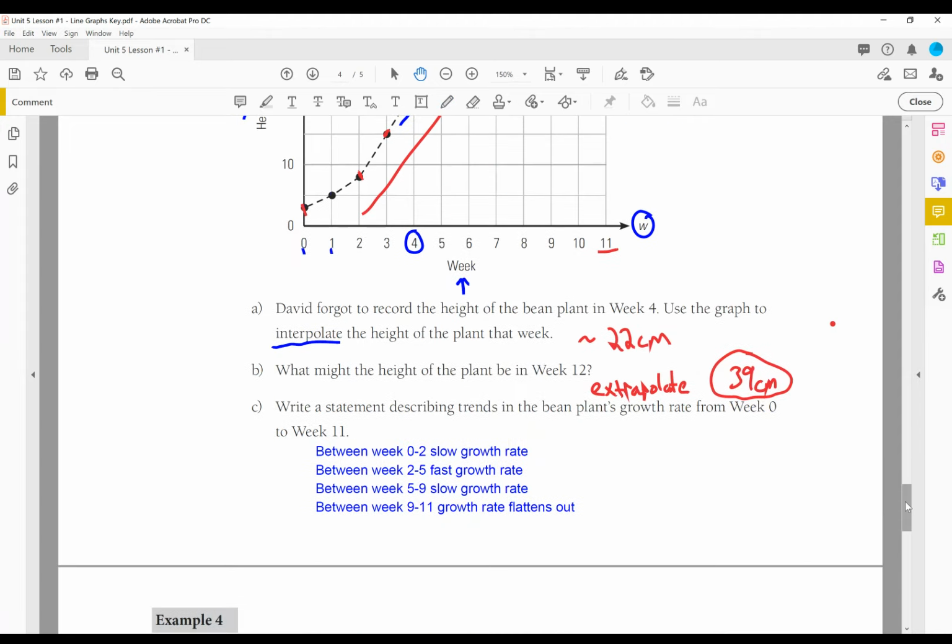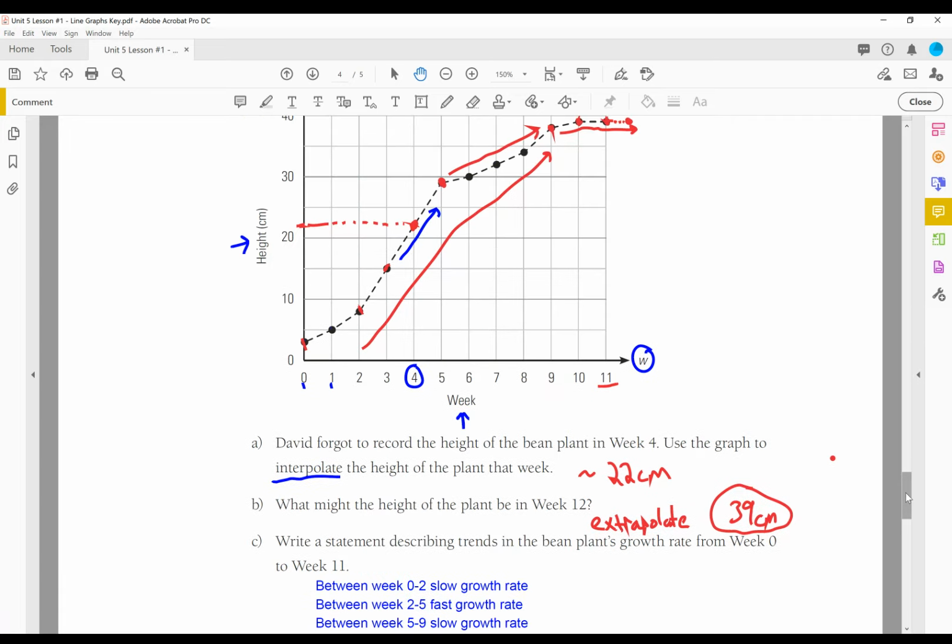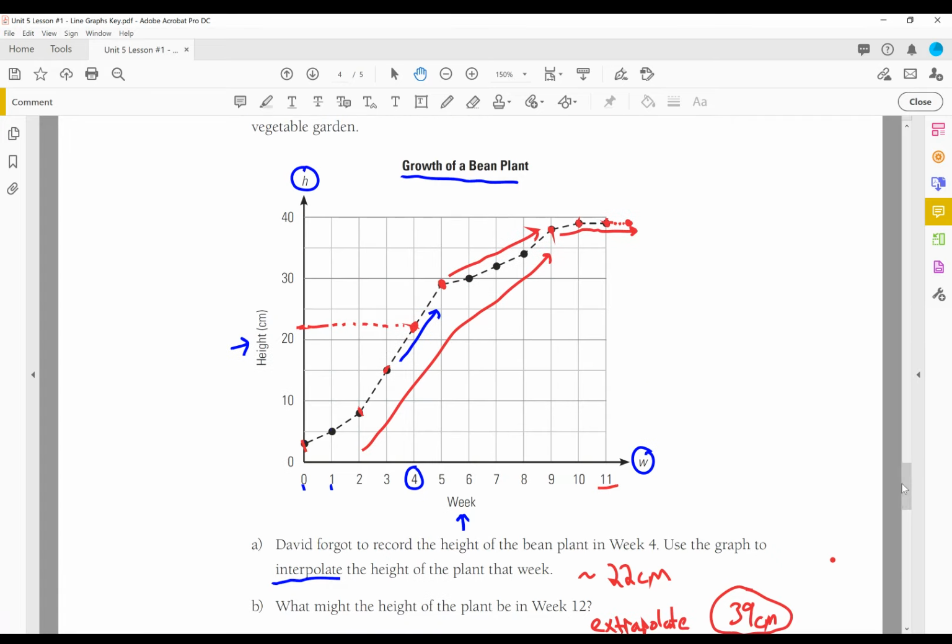Again, as long as your answers make sense, I will give you marks for these things, okay? Again, I hope that makes sense. I've got one more example to share with you, and then we're done.